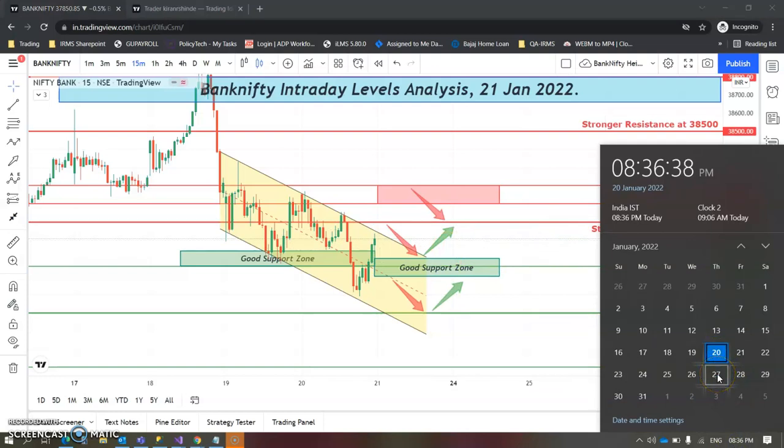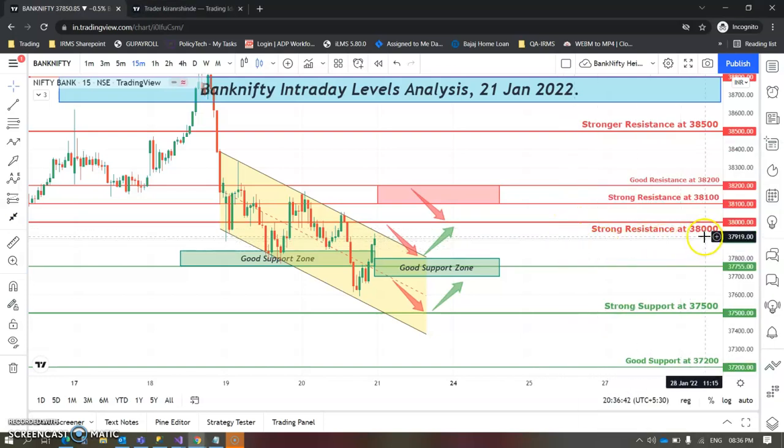27th is the last expiry of the month. Still, the writers have carried their positions, and we can see at the 38,000 level, strong writing positions are created. This is a good, strong resistance zone. So do not buy immediately if the market opens. Let it face the resistance.